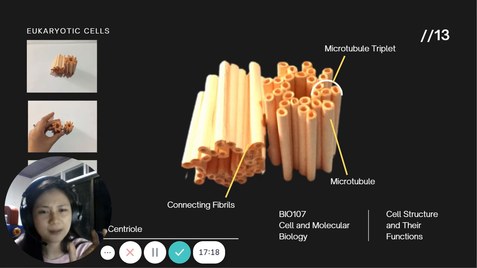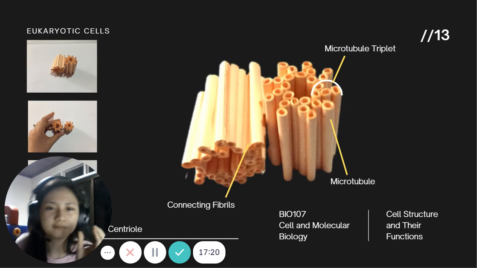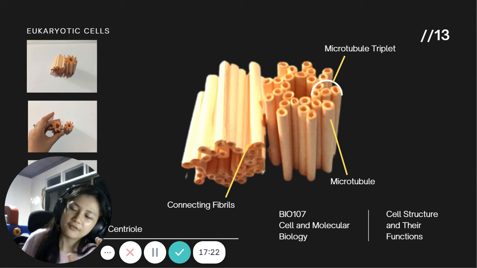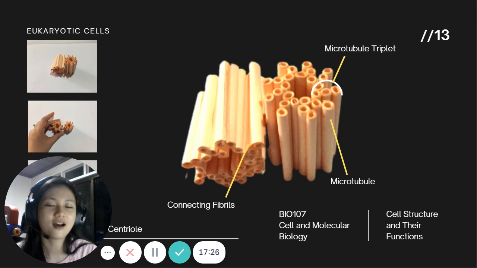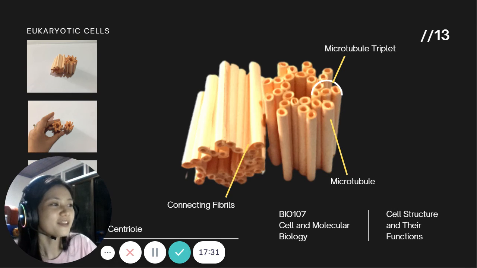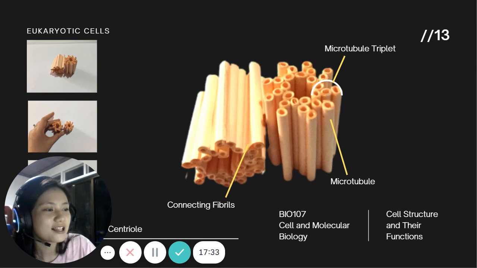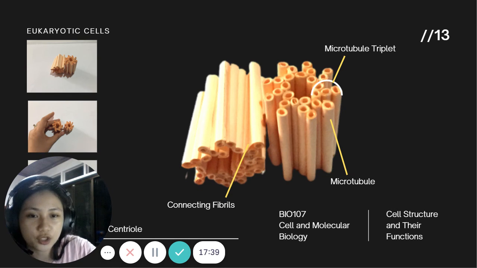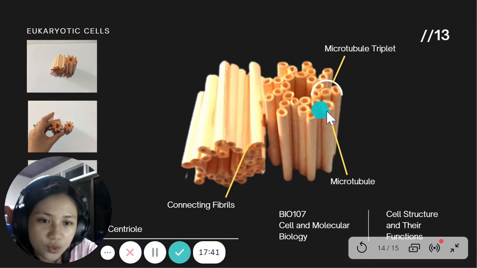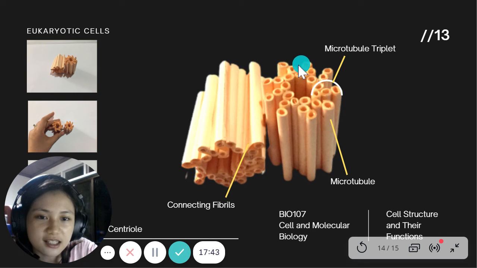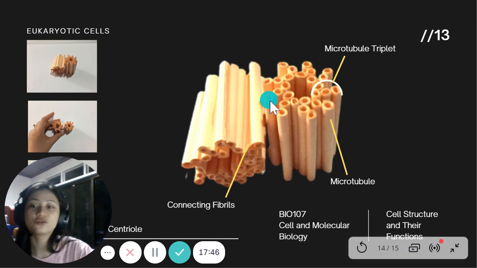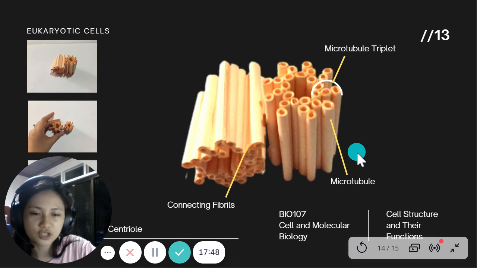This is the most favorite part of the cell model that I have made. The centriole is a small structure, and it is made up of 9 sets of microtubules. As you can see, let's count it: 1, 2, 3, 4, 5, 6, 7, 8, 9. 9 triplets, 9 microtubule triplets.